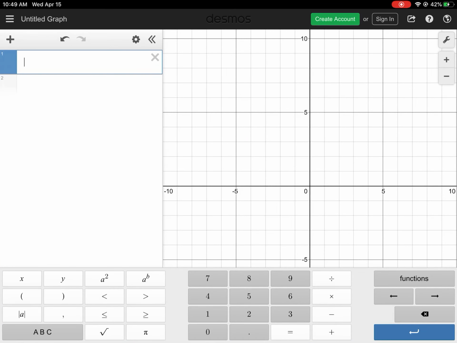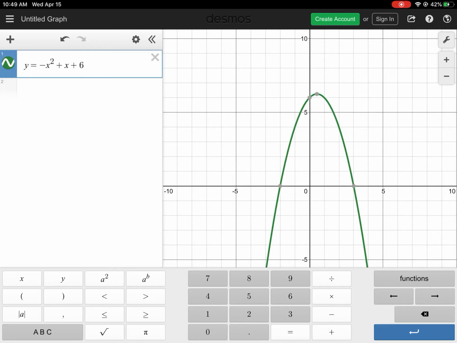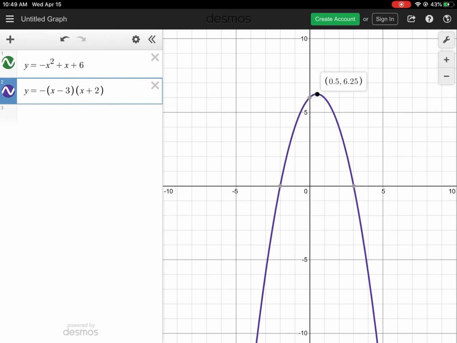So I can type in my original equation, which was y equals negative x squared plus x plus 6. And I also had the factored form, that's when I was finding my x-intercepts. This is y equals negative (x minus 3)(x plus 2). We calculated our vertex earlier. That vertex was 1/2, comma 25 over 4, which in decimal form, which Desmos likes, gives us 0.5, comma 6.25. We also calculated our y-intercept, which was 6, and our two x-intercepts, which were 3 and negative 2.